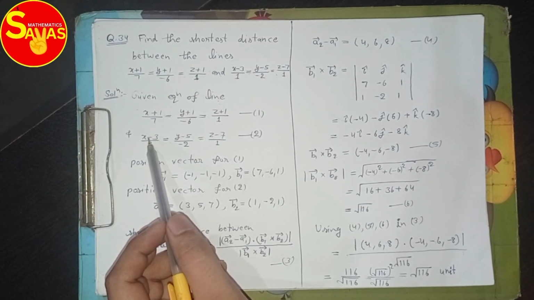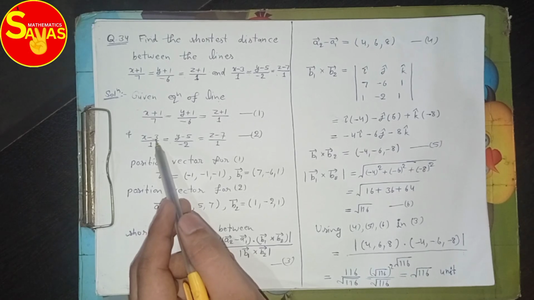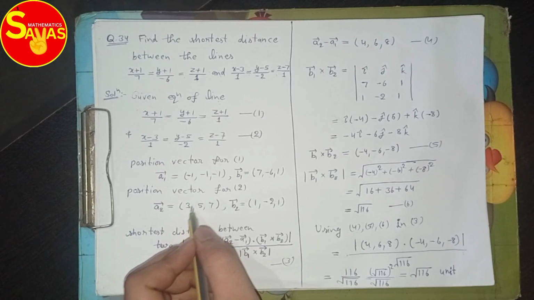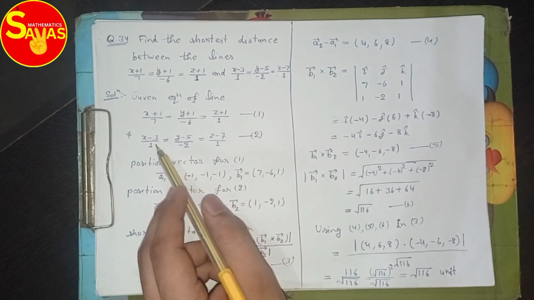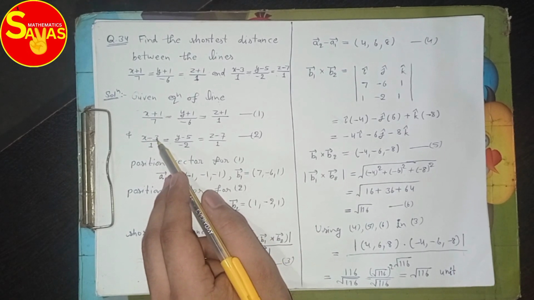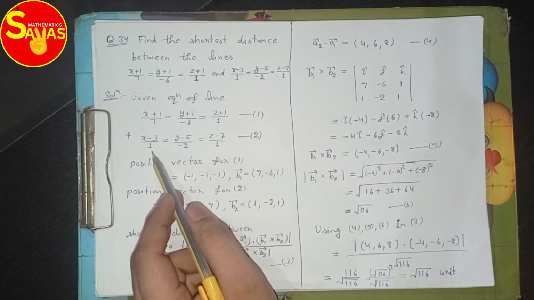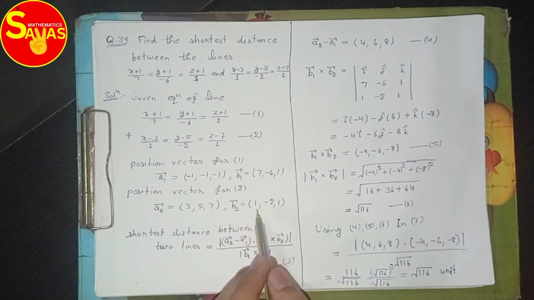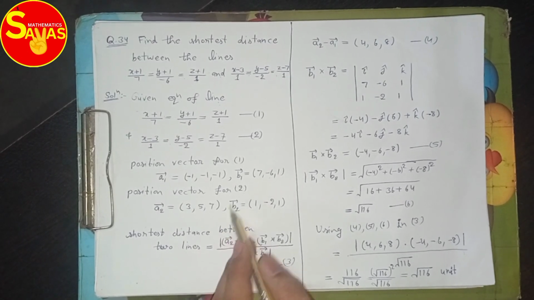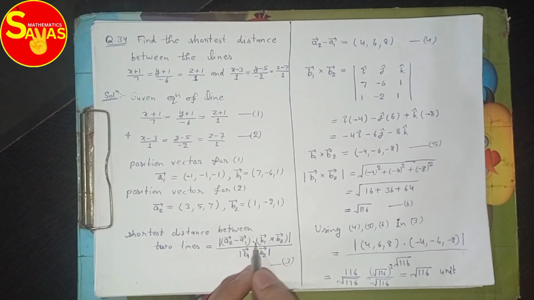Here minus is also present, like the general equation formula. So here the position vector is 3, 5 and 7. If here it is plus, then it is minus 3. If here it is minus, then it is plus 3. And B2 is 1, minus 2, 1. So here I have written it.